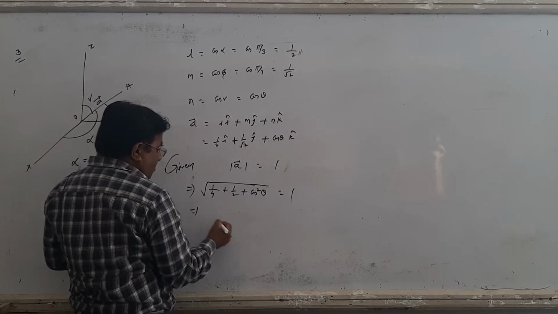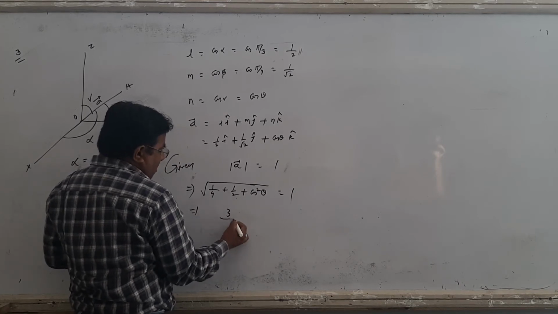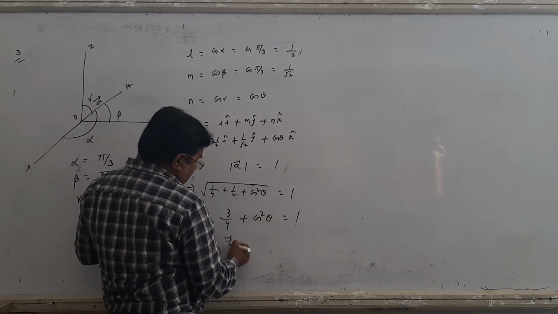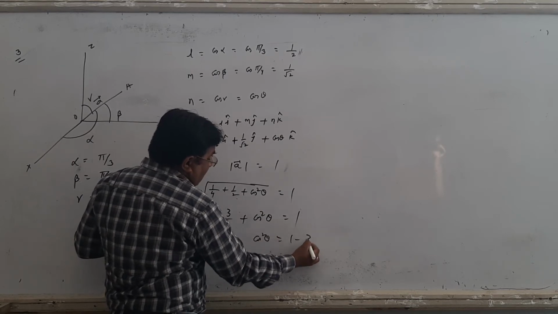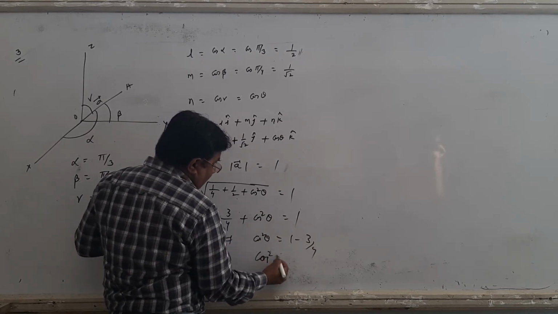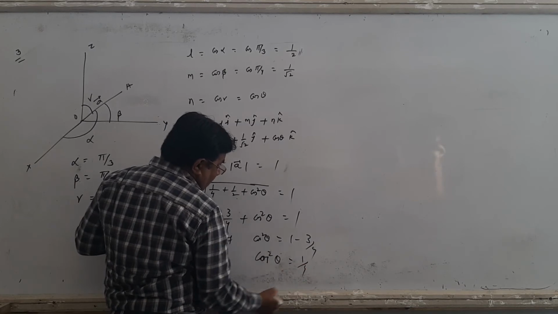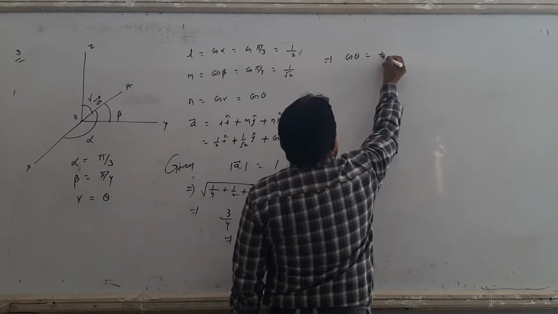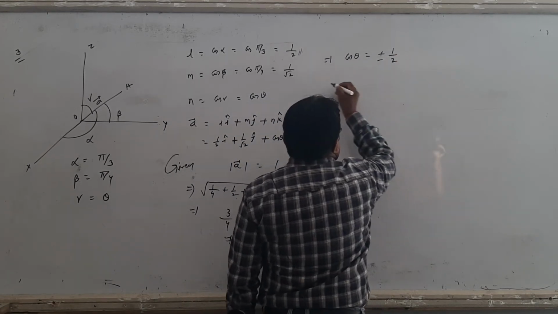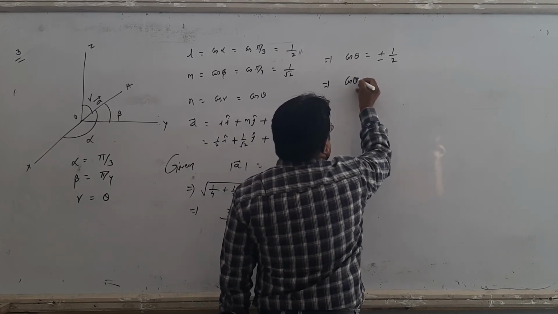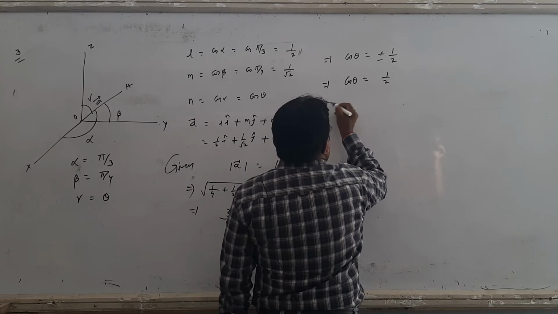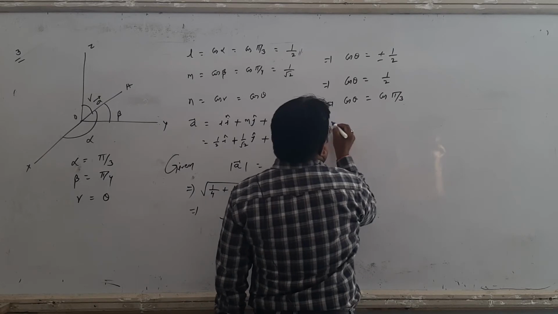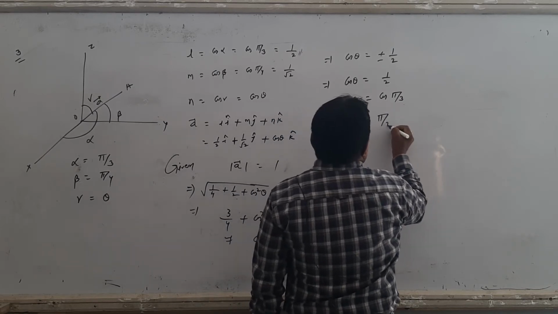So now squaring on both sides, 1 by 4 plus 1 by 2 is 3 by 4, then plus cos square theta equals 1, then cos square theta equals 1 minus 3 by 4, that is cos square theta is 1 by 4. Then cos theta equals plus minus 1 by 2. But which value are we taking, positive or negative? Theta is an acute angle, so we take positive. Then in the cos table, the value 1 by 2 is cos pi by 3. So theta is also pi by 3. That is the first answer.